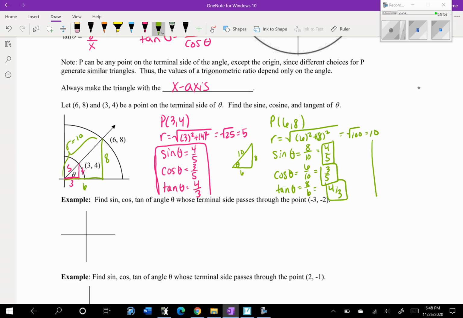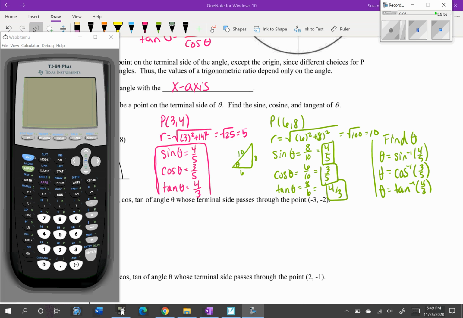So just to show you, if we wanted to find theta, which was not one of our questions, remember that to find theta, we could do our inverses. So theta would be equal to the sine inverse of the sine trig ratio, and theta equals the cosine inverse of the cosine trig ratio, which was 3/5, and theta equals the tangent inverse of 4/3. So if you wanted to do this in your calculator to find what the angle is equal to, you could use any one of these inverses, the sine, cosine, or tangent.